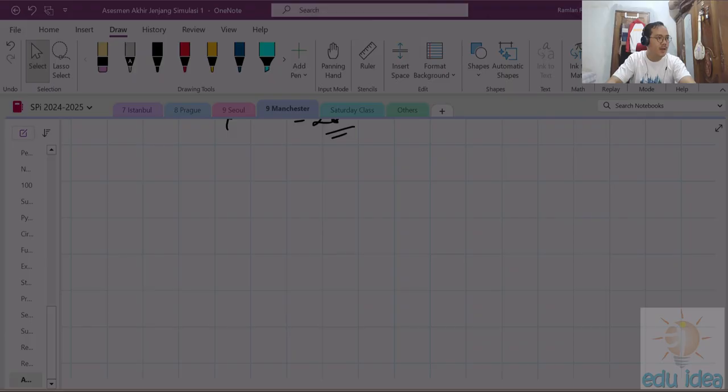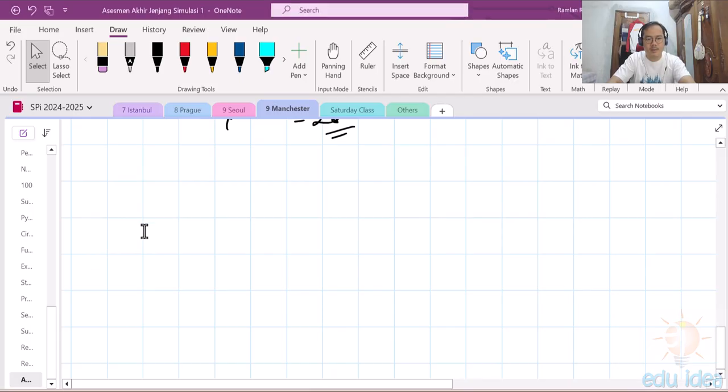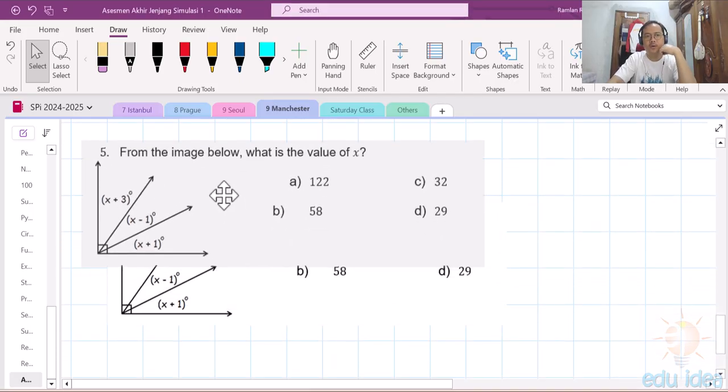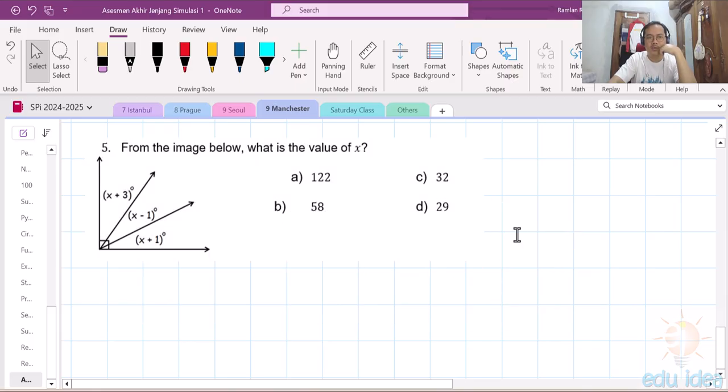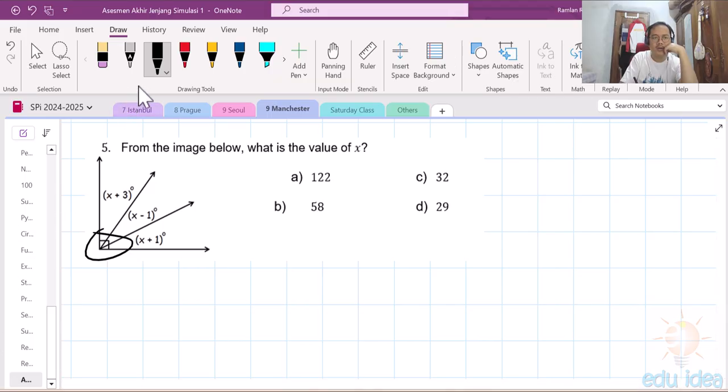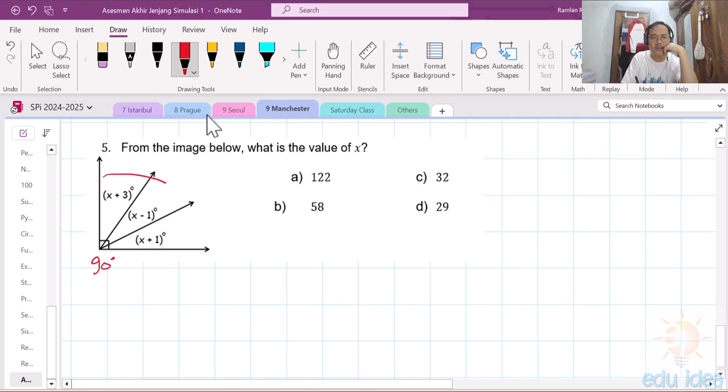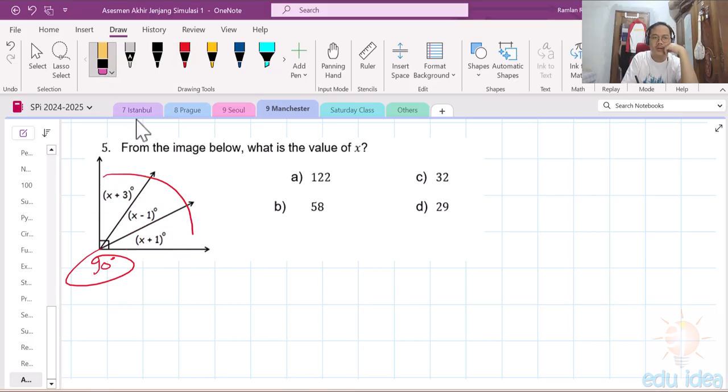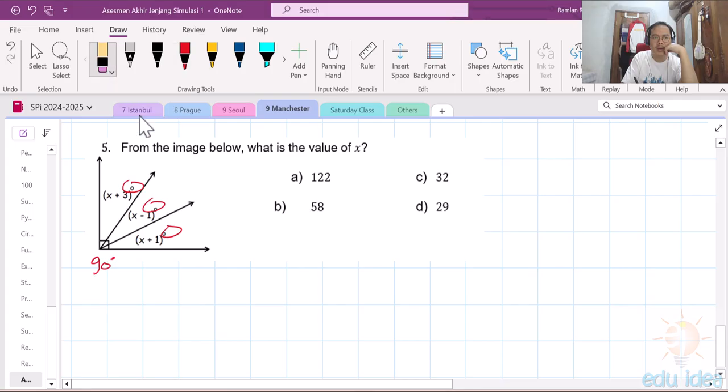Number 5 is about angles. I'm going to copy and paste the image here. From the image below, what is the value of x? We see this sign over here, which represents a right angle. A right angle is 90 degrees. So if we add all of these 3 angles, they'll be equal to 90 degrees. You don't have to worry about the unit because all of them have been given here.